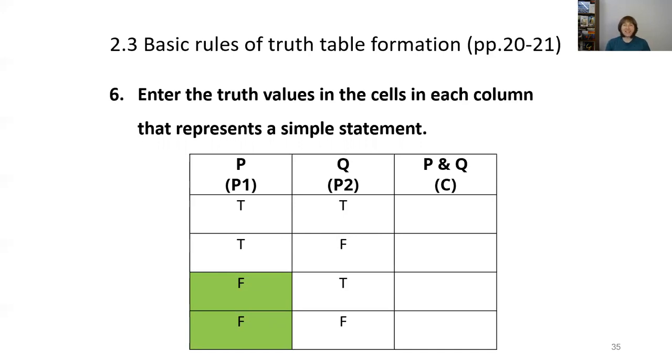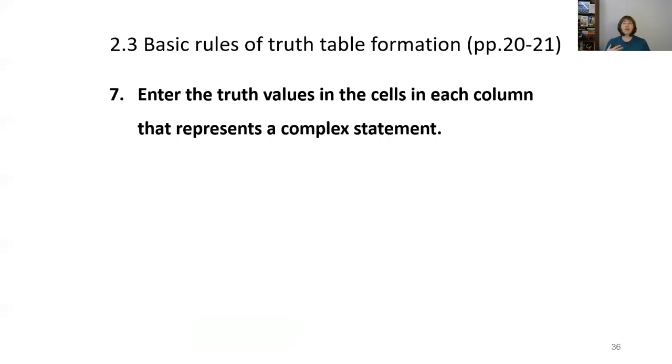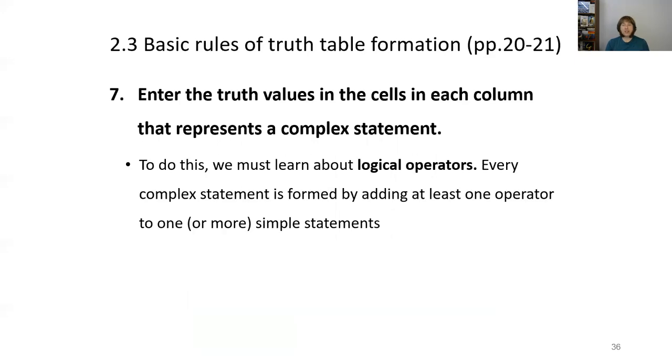Now, we can move on to the 7th step in creating a truth table. That is to enter the truth values of complex statements. So in that example we have, that's just going to be the P and Q row. But to do that, we have to learn about logical operators.